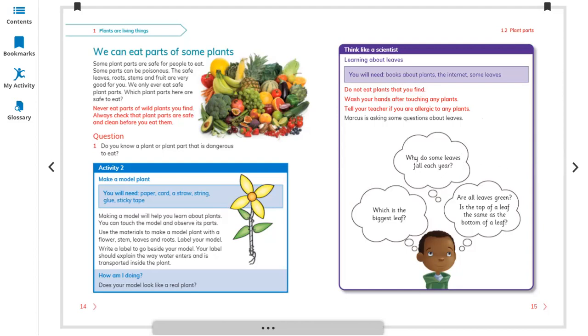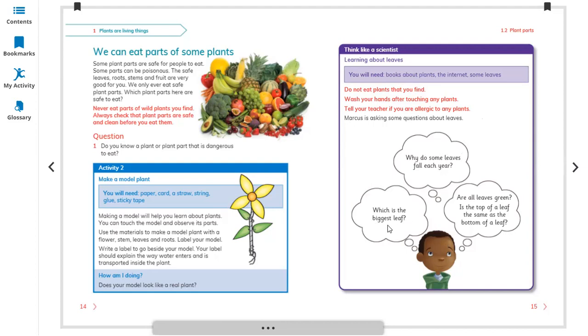After the activities, he has some questions in his mind. Why do some leaves fall each year? There are four seasons: winter, summer, spring, and autumn. In autumn, or you can say in the fall, all the trees are empty, with all the leaves falling down every year.